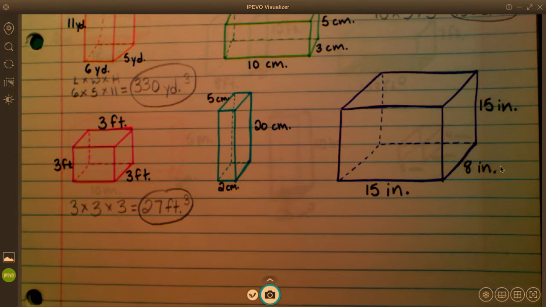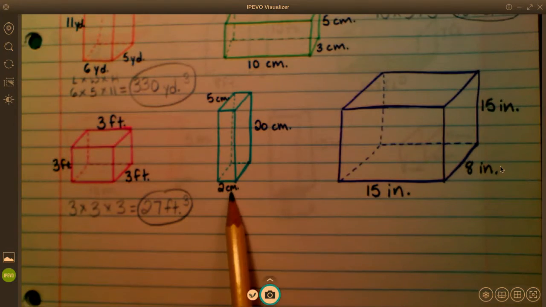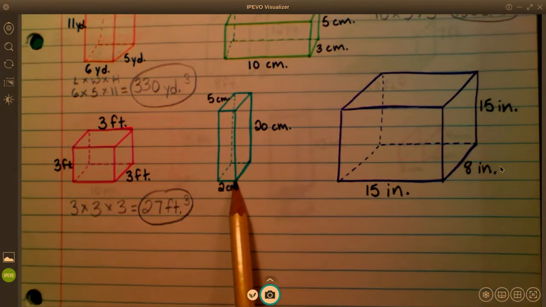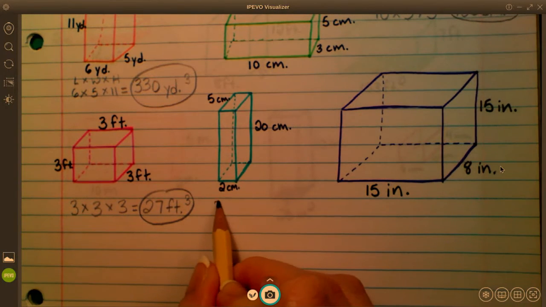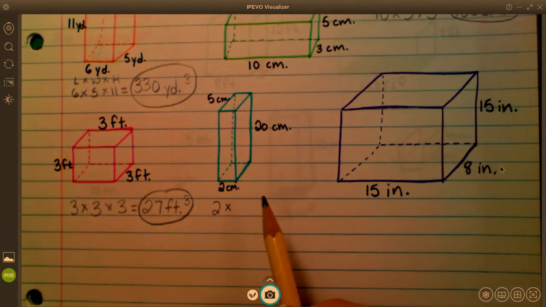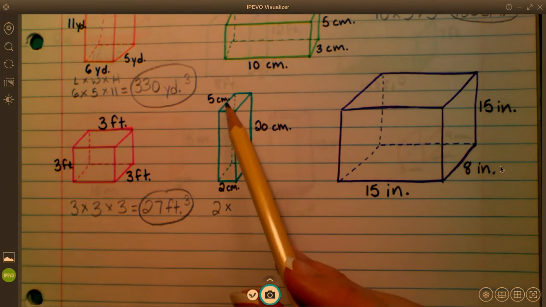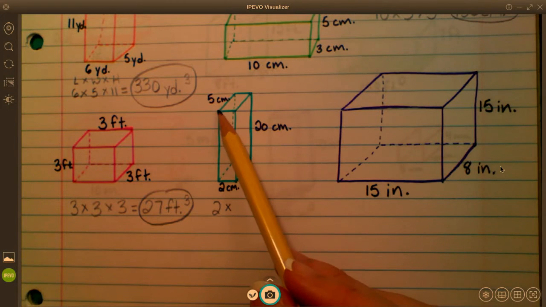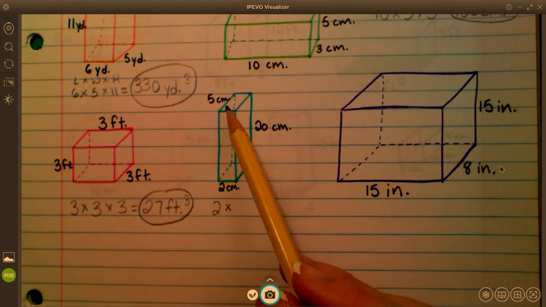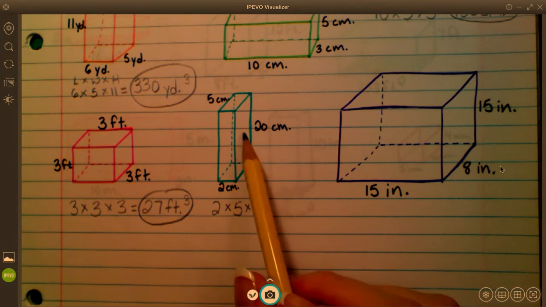All right. 2 more. You guys are doing great. Then we have our blue one here. So length, that's going left to right. Well, out of all 3 of these, that matches up best with this one here. So 2 for my length times my width. Remember, that's that slanted line. Usually it's this one, but that one isn't marked. So I'm going to look. This one is slanted. It's showing us how thick it is, what the width is, or how wide it is. So 5 times the height up and down, that's 20.